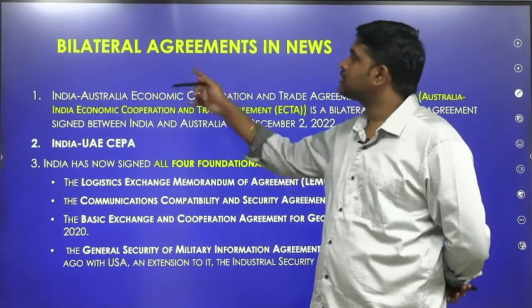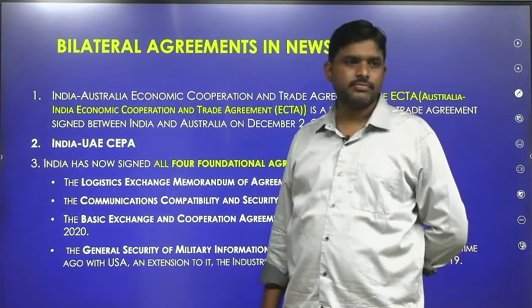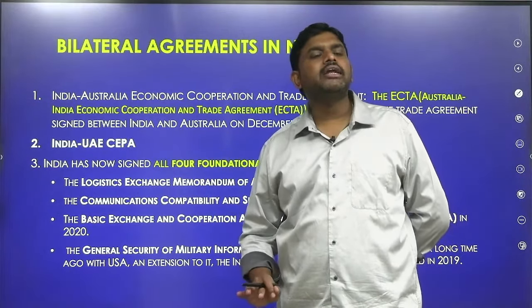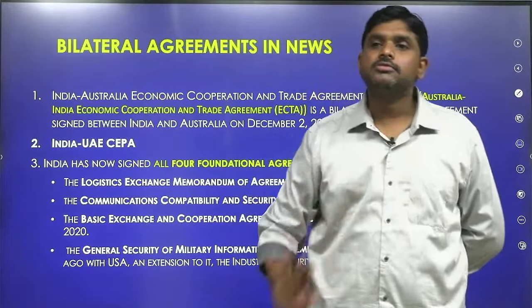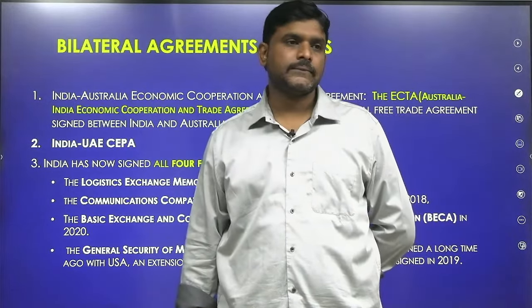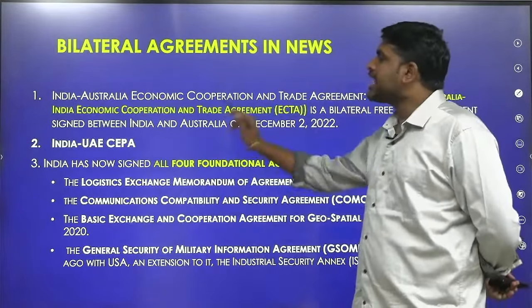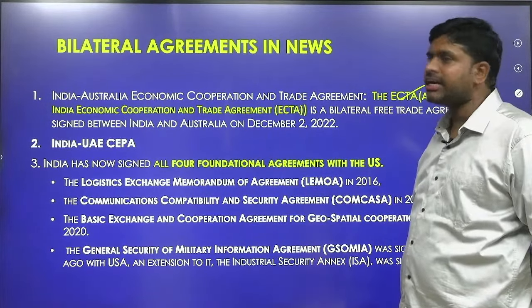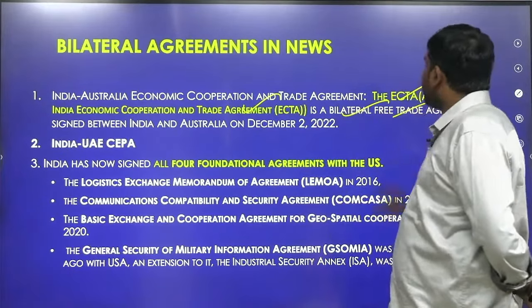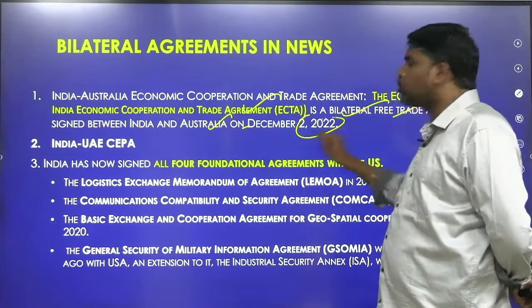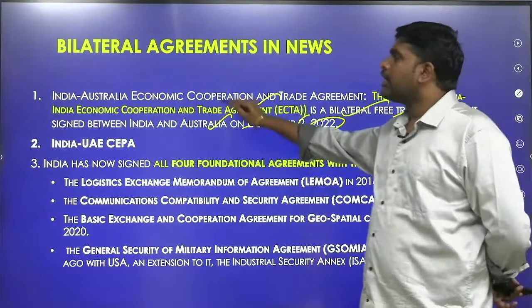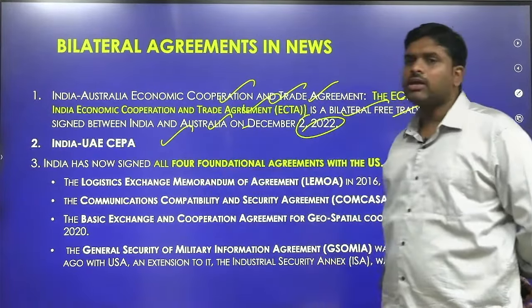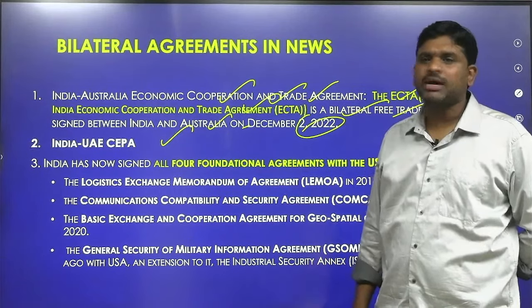On this basis, bilateral agreements. So, there is a question on bilateral agreements. So, what are all the bilateral agreements which happened in the month of January? India-Australia Economic Cooperation and Trade Agreement, which is called ECTA, is a bilateral free trade agreement signed between India and Australia on December 2, 2022. India-UAE Comprehensive Economic Partnership Agreement.